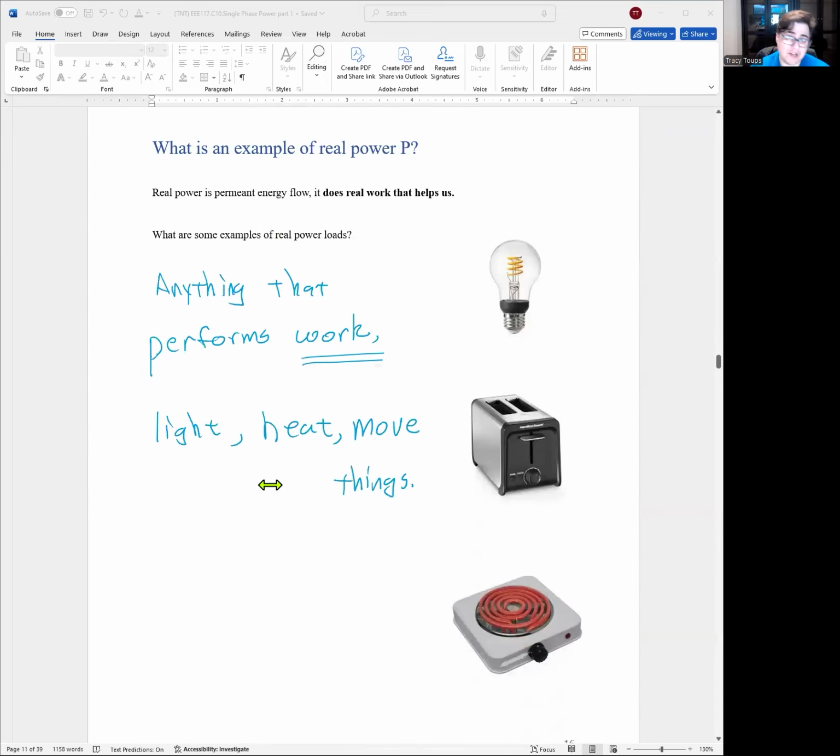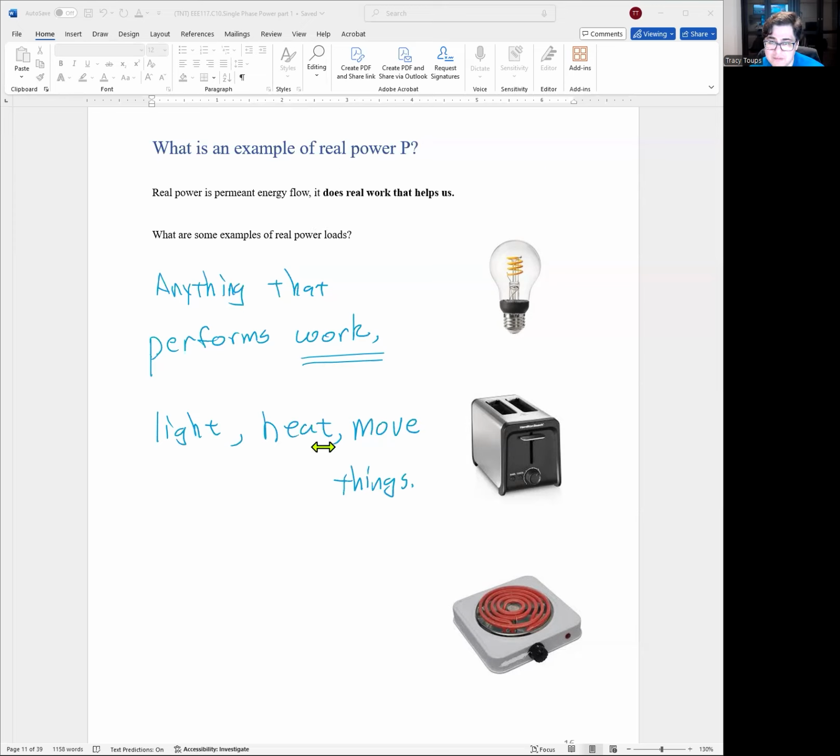So we talked about P, talked about Q a lot. I mean, what does it actually mean in terms of everyday life? What is actually an example of real power P that we see every day? Anything that performs actual real work. Work is energy being spent to do something to make our lives better at the end of the day. You have light bulbs that light up. That's permanent energy, real power P.